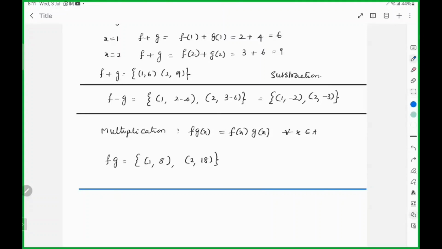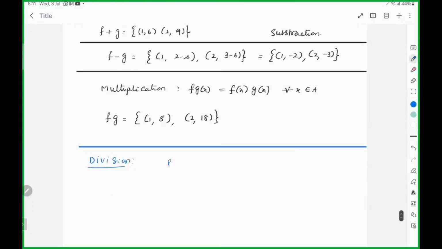Next, we have division. How is division defined? The notation is this: f of x by g of x for all x belongs to A, where g of x should not be 0. Once the denominator is 0, it is not defined.